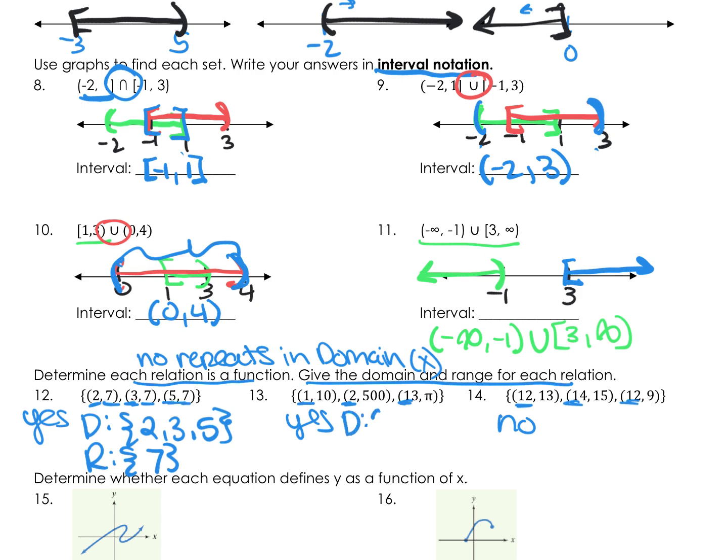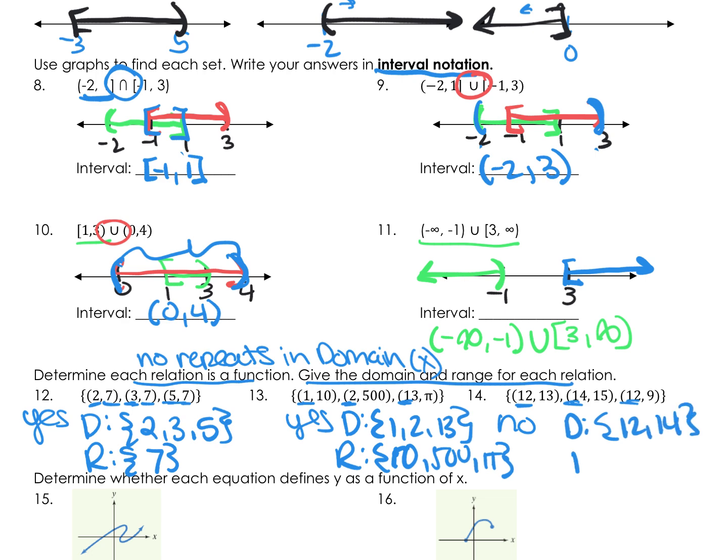So here our domain will be all the x values, 1, 2, and 13. And the range will be all the y values, 10, 500, and pi. And this is still a relation, even though it's not a function, so it still has a domain and range. So the domain will be all the x values. So that's 12 and 14. And the range will be all the y values. So that'll be 9, 13, and 15.